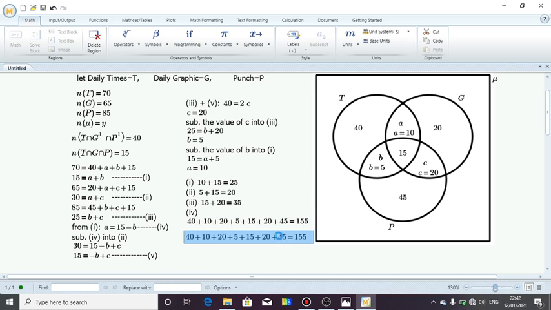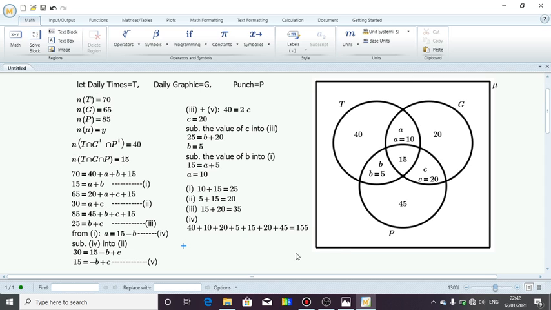So that is all with this first question. So take note of everything we did in this first question. Go through this video carefully. You will understand everything very well. Take note of how the question comes out. We have 3 sets: daily time, daily graphic, and punch. You see the way I analyze it step by step. If you wish to bring out the Venn, the set notation symbol, you can bring it out, but most times it's not compulsory that you must bring them out. So take note of that.